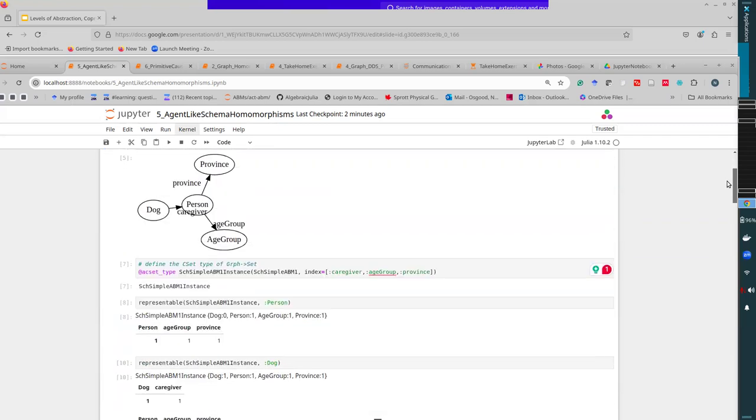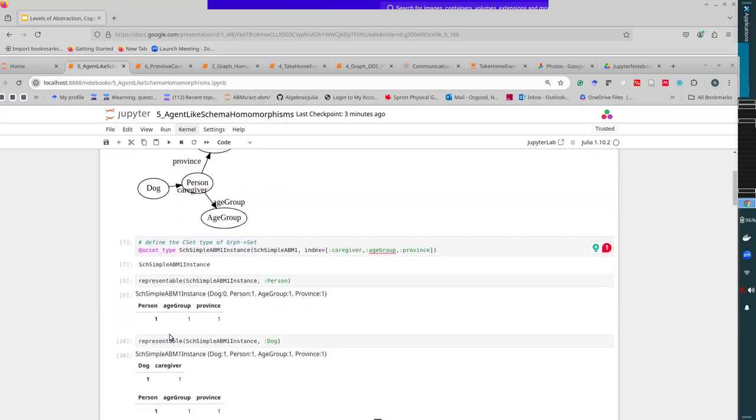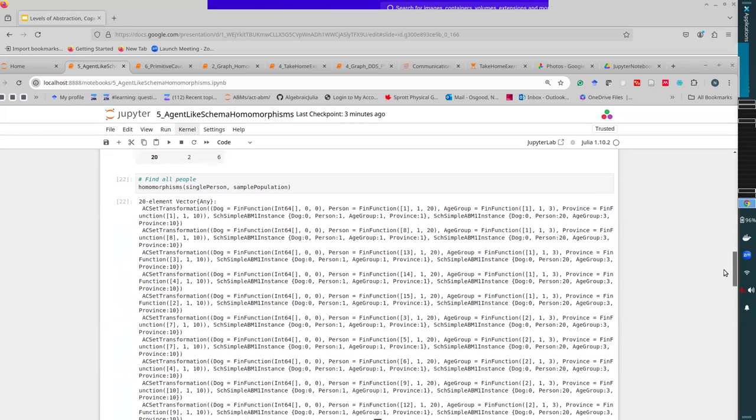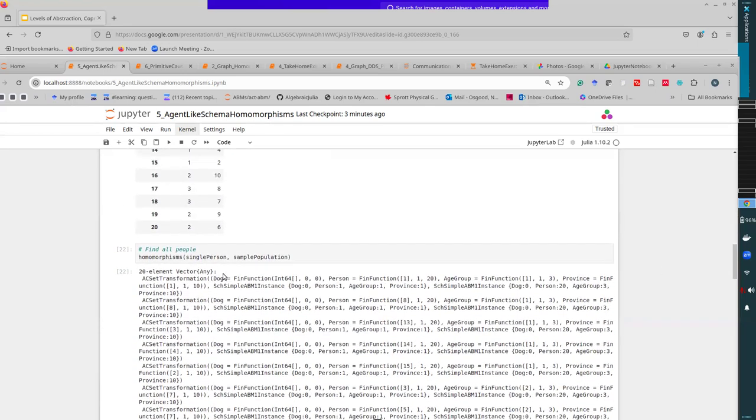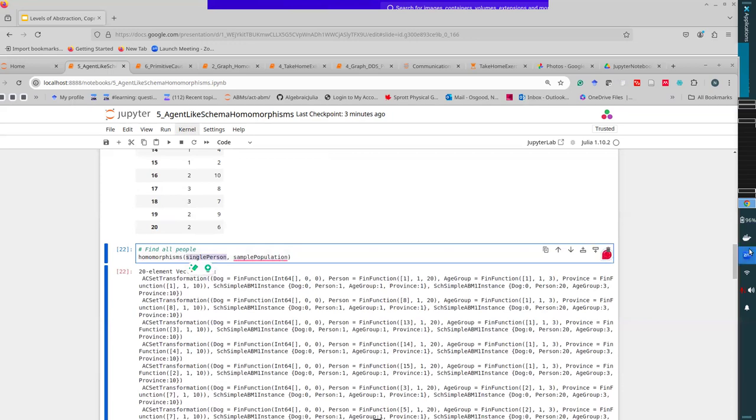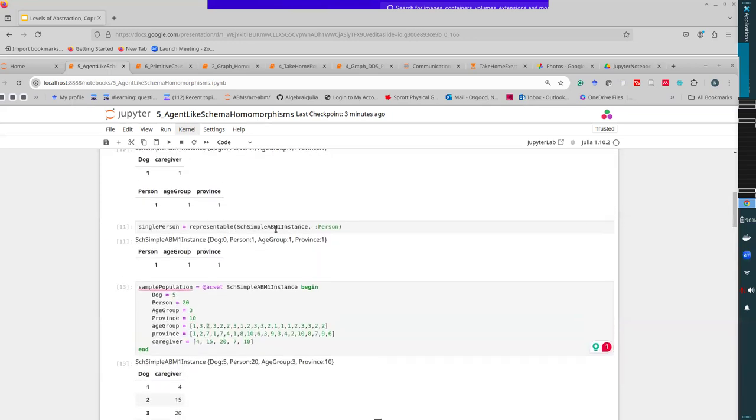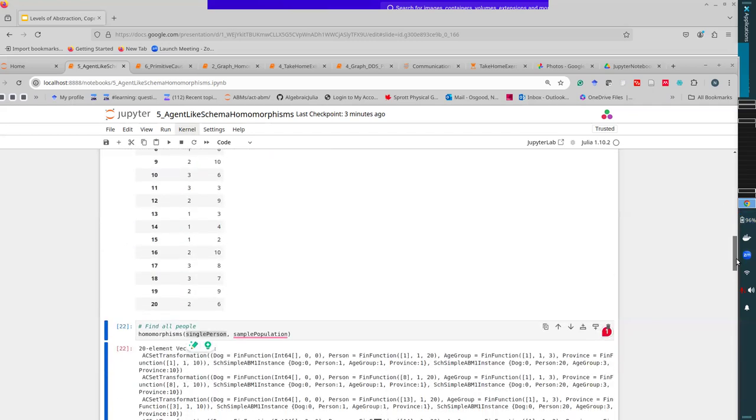But don't confuse that with this, where we are representing a person of size one, some generic age group, some generic province, okay? And we're gonna come back to this. Now, having defined a generic person, we're gonna find all generic people in the population.